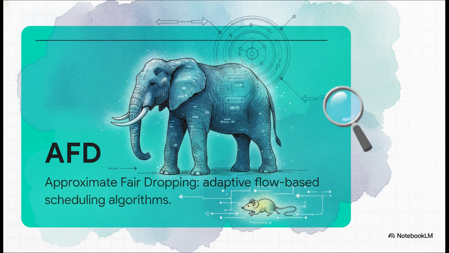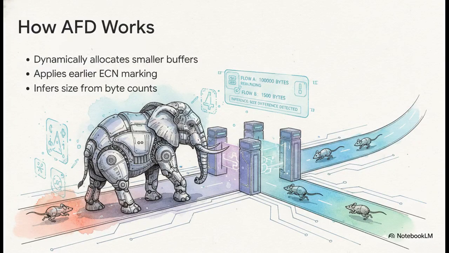Instead of treating every packet equally, AFD acts like a really smart dynamic traffic cop. It actually monitors the sizes of the flows as they pass through the switch, and then it applies totally different buffer allocation policies depending on whether it's dealing with a massive elephant or a tiny mouse. And the way AFD works its magic under the hood is super clever. It dynamically forces those large flows to use smaller per-flow buffer allocations, and it applies earlier explicit congestion notification, or ECN marking. Basically, it strongly incentivizes the elephant flows to just slow down a little bit and yield some of that precious buffer space.